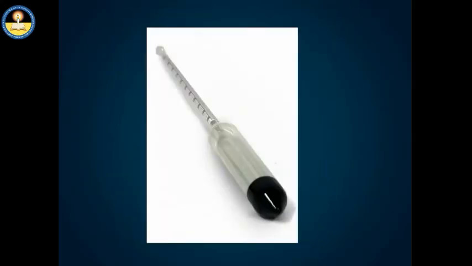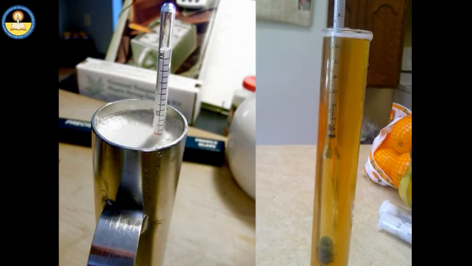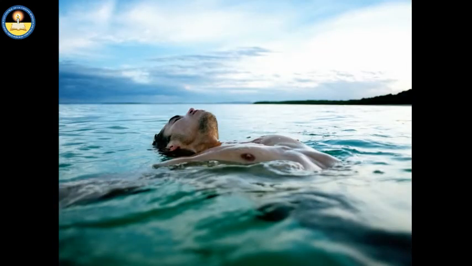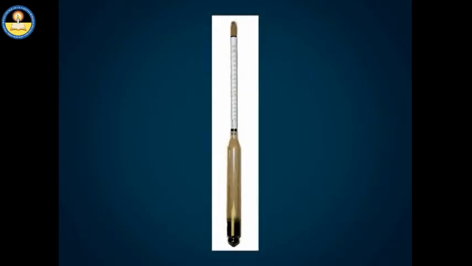A hydrometer is a device to measure the density of various liquids relative to water. Most commonly, it is used to measure fat in milk, alcohol in liquors like beer and wines, and water content in urine. We know that the human body floats higher in salt water than in a pool of water. The same analogy is used in hydrometers.